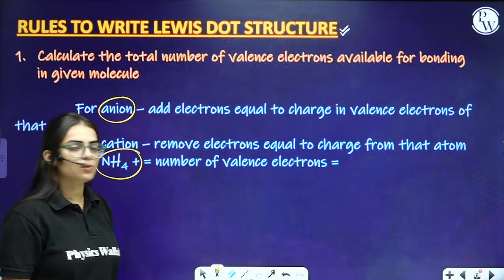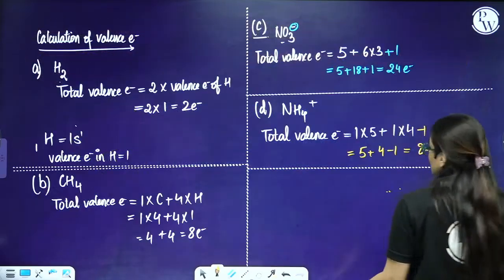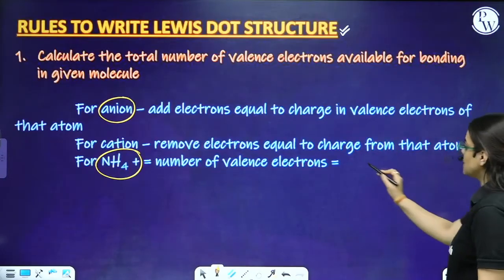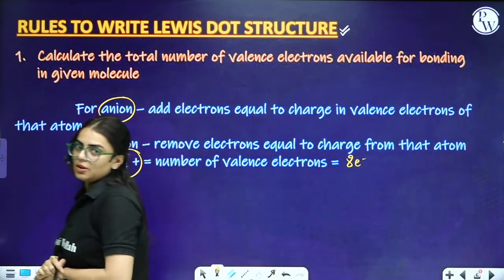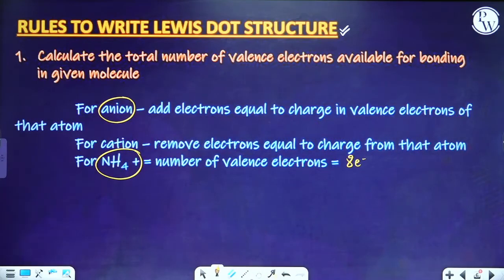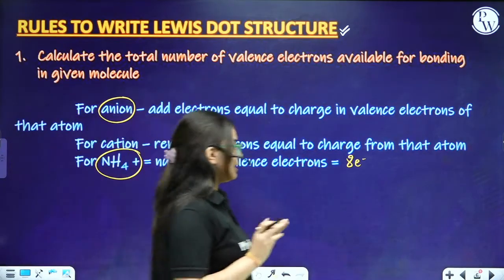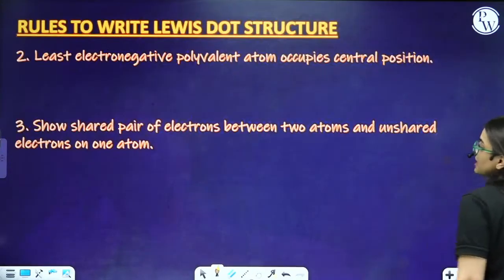Now only we have calculated. For the case of NH4 positive, it comes out to be how many? 8 electrons. Yes, everybody, please write it down, students. Done. That's great. Moving on to the next part, students.